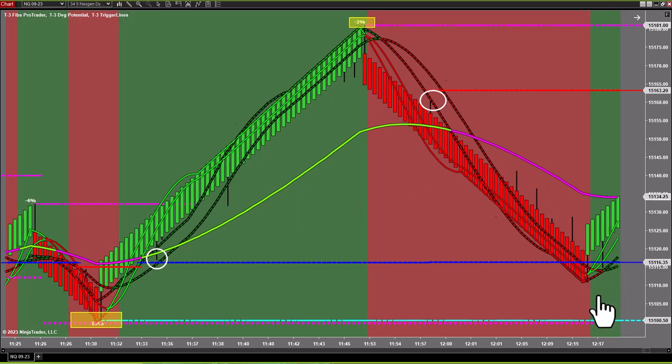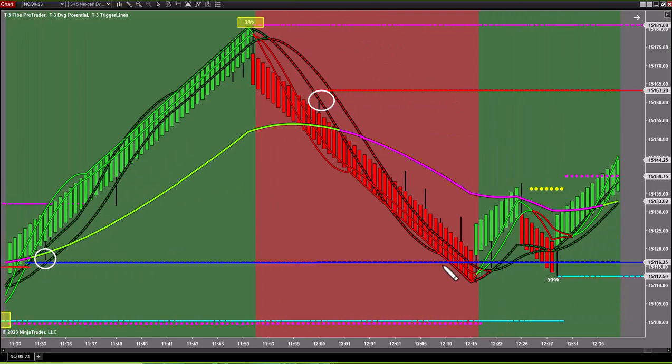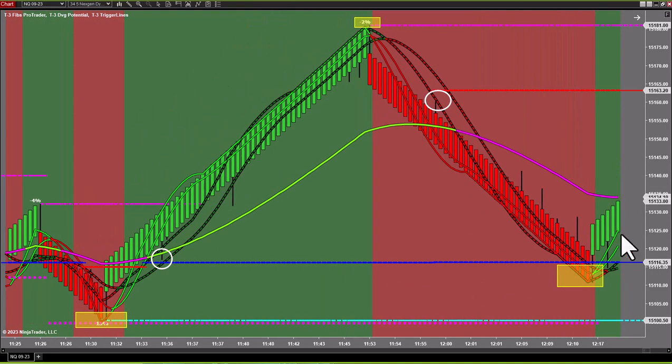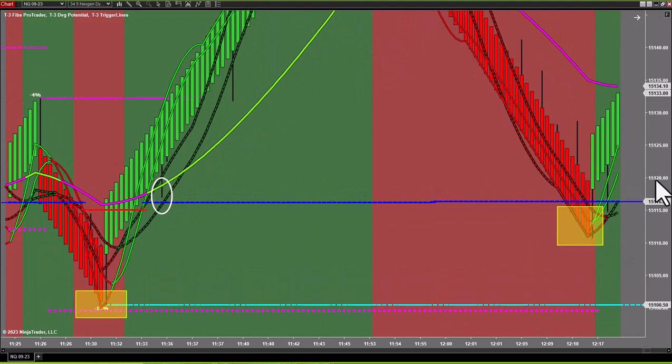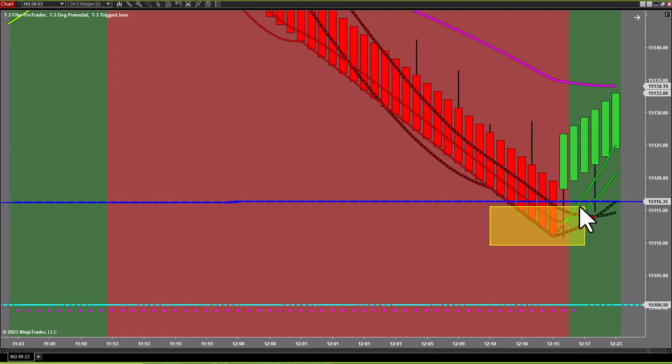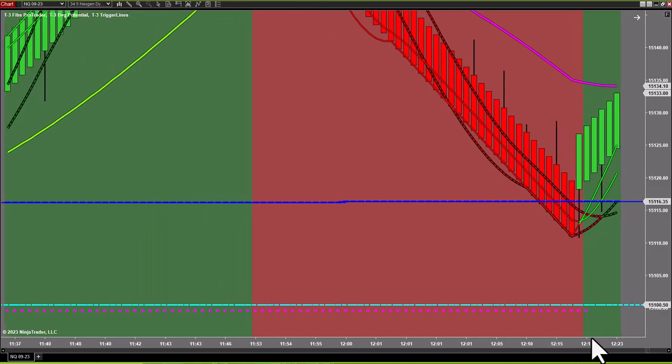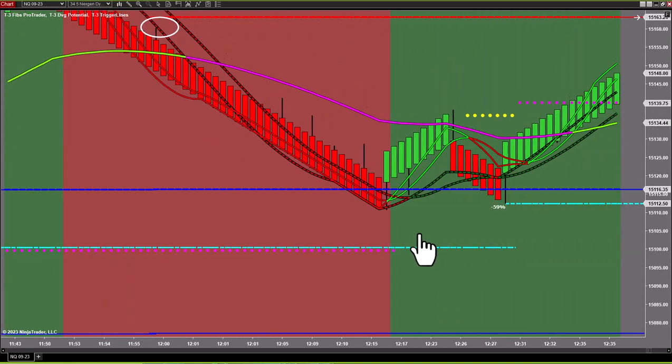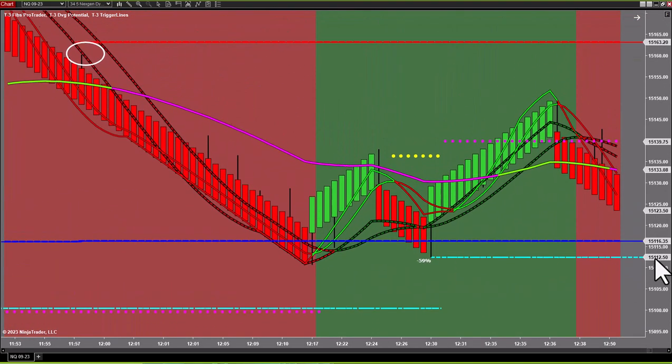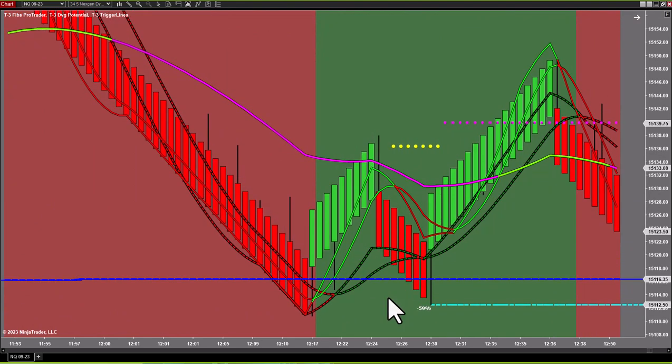Now, we get to support and there's no divergence. It's not that support's not good. But again, could you have gone long? Sure. Is it the strongest trigger line look on the planet? No. So if you're waiting for a good bottom, this was your good bottom. Divergence. Triggers are above the fibs.